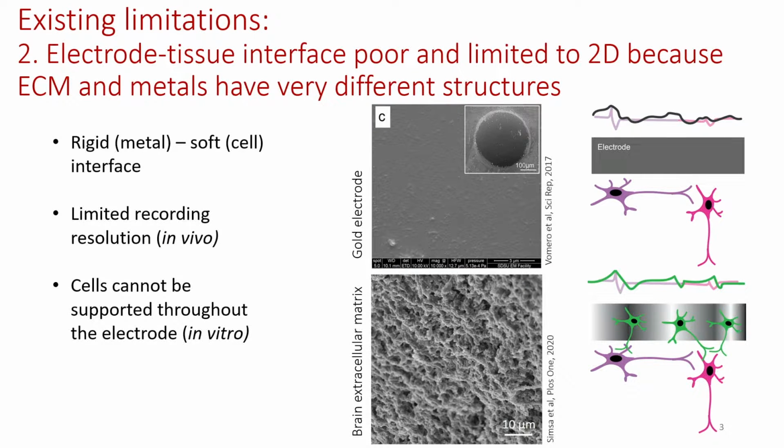The second limitation is more on the local scale. So if we really zoom in on this electrode tissue interface, we see that the structure of the metal is quite continuous versus the brain extracellular matrix below is porous. And then it's viscoelastic and porous, which allows cells to pull on the matrix and migrate through, which they're not able to do with these gold electrodes, and this limits our resolution over time.